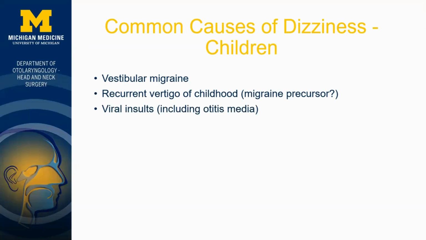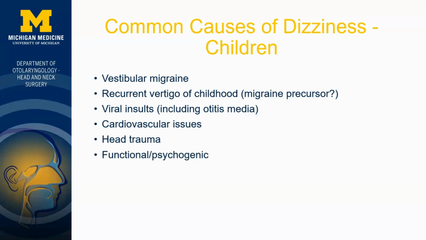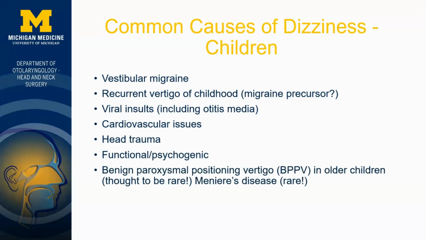Then you start to get into some of the less likely causes. So otitis media. Otitis media can make adults dizzy. It can certainly make children dizzy as well. Heart and vascular issues can make you lightheaded and can even give a spinning sensation. Head trauma. So you think of temporal bone fracture, you think of concussion. Sometimes we'll see functional or psychogenic dizziness. And then BPPV in older children.